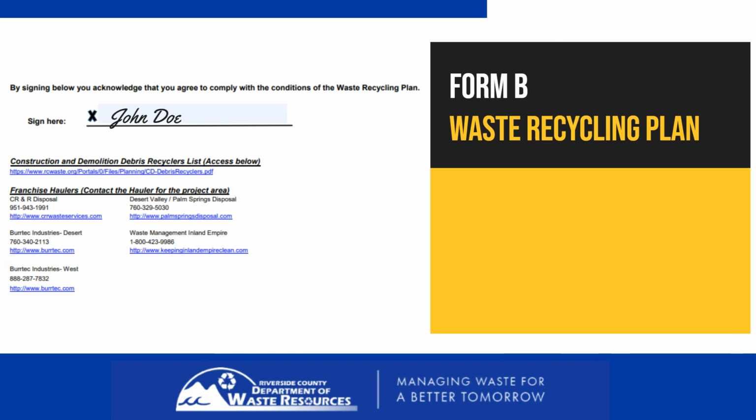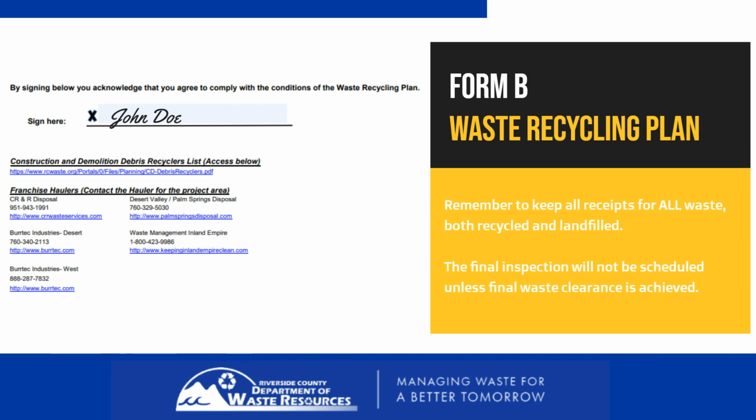As the project develops and waste is being collected, please remember to keep all receipts for all waste, both recycled and landfilled. The final inspection will not be scheduled unless final waste clearance is achieved. Final waste clearance is achieved through the submittal and approval of Form C, the waste reporting form, which provides evidence of your waste diversion efforts.